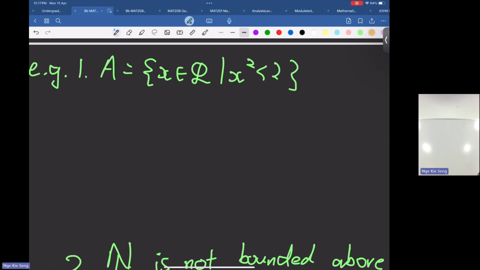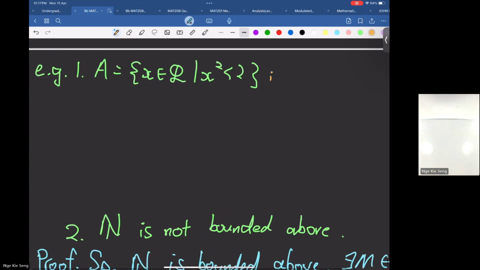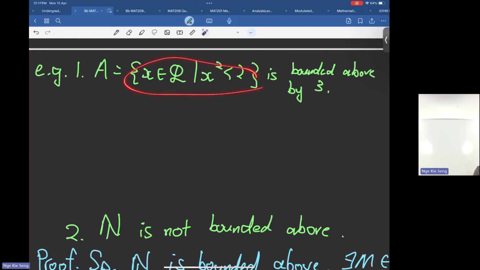If it is bounded above, it must have an upper bound. Can be bounded above by what? By 3. Okay, let's say 3. So can we prove this or not? How do we prove this? We need to show that for every x in here, x is less than or equal to 3. Any idea how we're going to prove this?